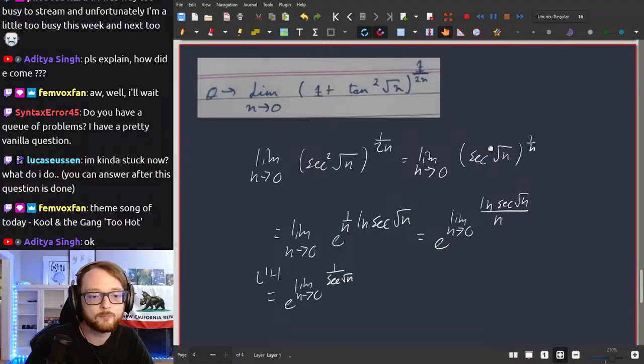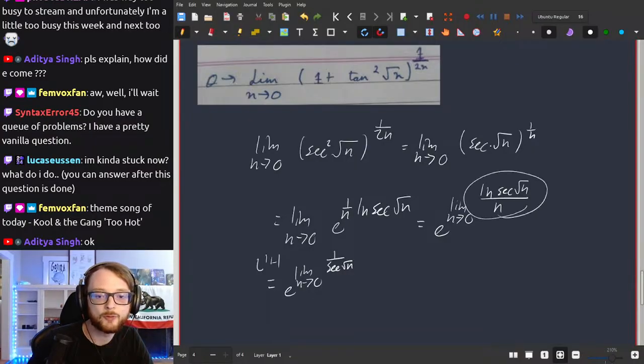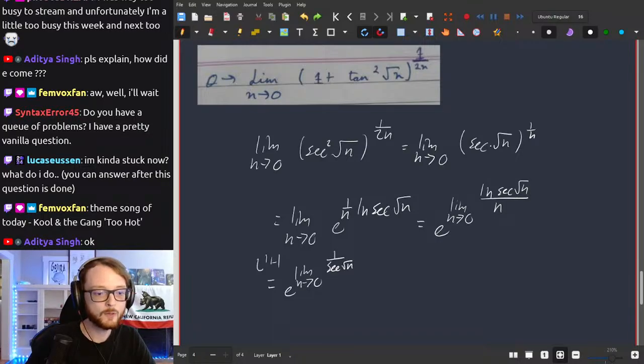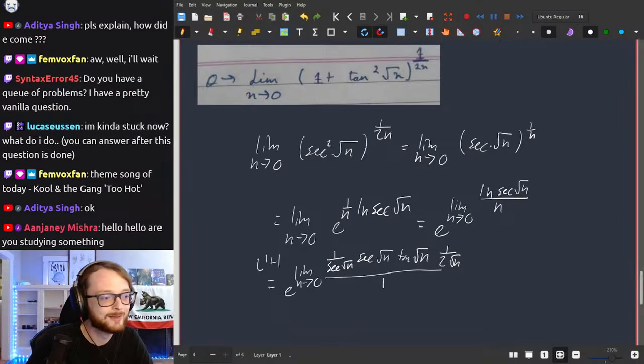So yeah, it's just a good thing to know when it comes to doing limits involving exponents, derivatives too. So yeah, I did L'Hopital's on this thing up here. It's 1 over secant root n times the derivative of secant root n. So secant root n tan root n times the derivative of root n, which is 1 over 2 root n. Annoying. All divided by 1, the derivative of n.